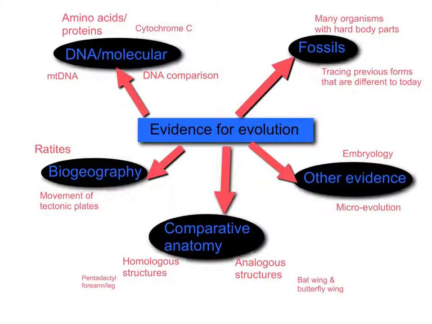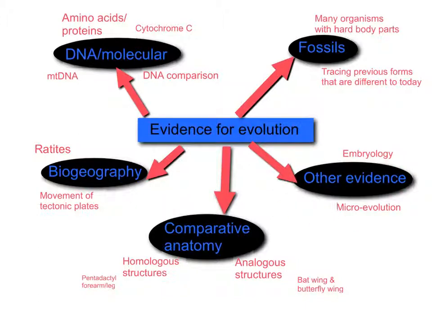Analogous structures are the opposite to that. So it's the idea that organisms have evolved through common environmental pressures of their particular niche. And so, for example, a bat wing and a butterfly wing both resemble each other, but they come from very different points of origin, but they have a similar function, whereas homologous structures have similar structure but often dissimilar function.